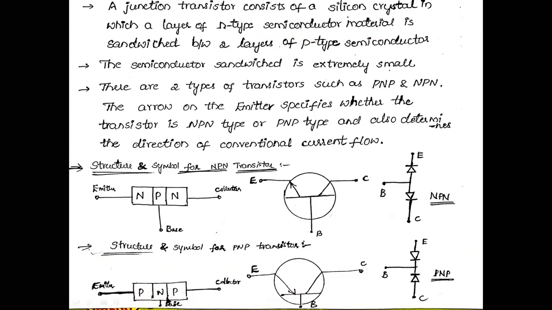That is, if we take an n-type semiconductor material and dip p-type semiconductor material on both sides, we can come across this PNP type of transistor.